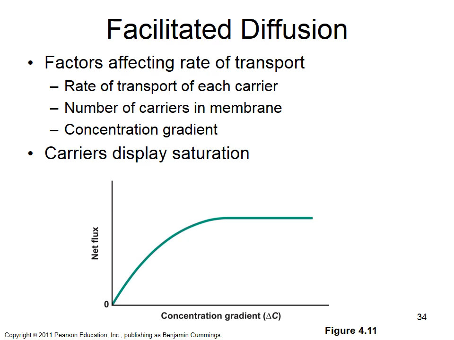Hey, how do we know if something's moving by facilitated diffusion versus simple diffusion? We would have to do an experiment, and what we would do is look at the net flux of the substance when we added more and more of it. So this is the concentration of, let's say, glucose.